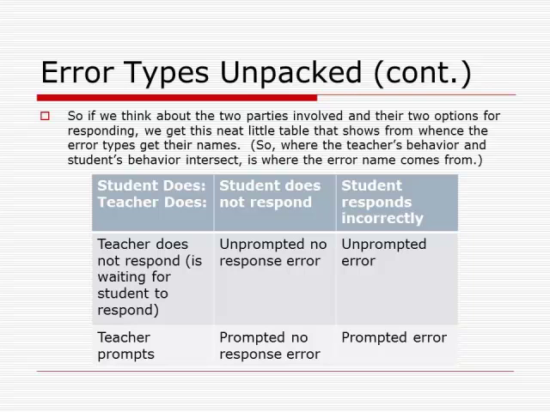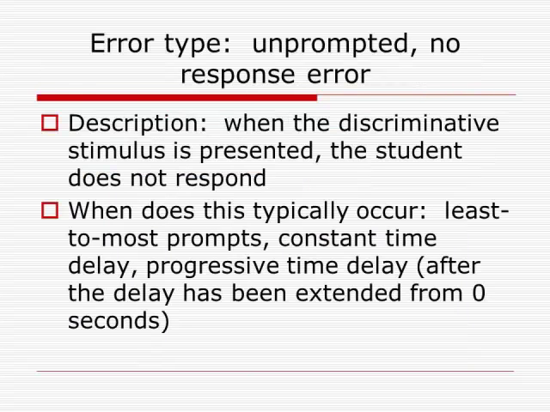Okay? So I'm going to read these error types again, and I'm going to use layman's terms to tell you what they mean. So the first error type is teacher does nothing, student does nothing. The second type is teacher does nothing, student does it wrong. The third error type is teacher provides a prompt, student does nothing. And the fourth type of error is teacher provides a prompt and the student does it wrong. That's essentially what all those technical words are saying. So you'll see it's pretty self-explanatory. So let's turn to the first error type, unprompted no response error.